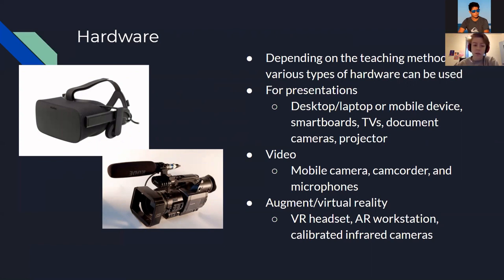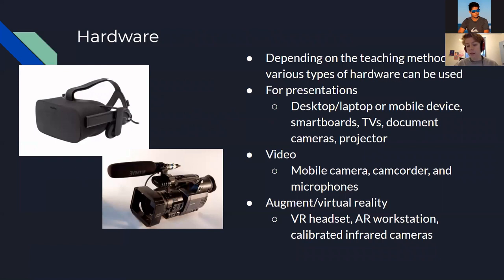So for presentations, you're going to use stuff like desktops, laptops, or mobile devices, or smart boards, or TVs, or document cameras, and projectors. And these are all fairly standard in a teacher's room. For video, you're going to be using stuff like mobile cameras, camcorders, and microphones.